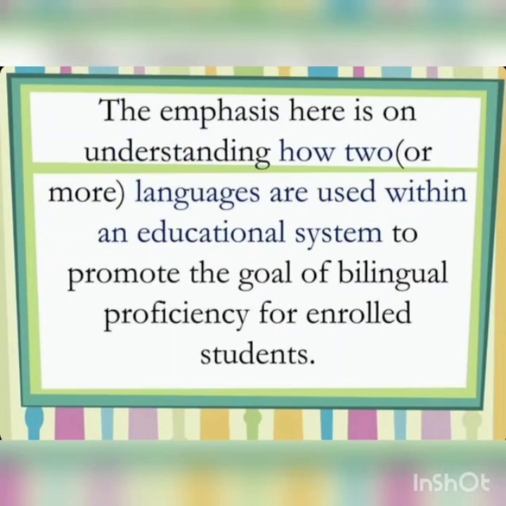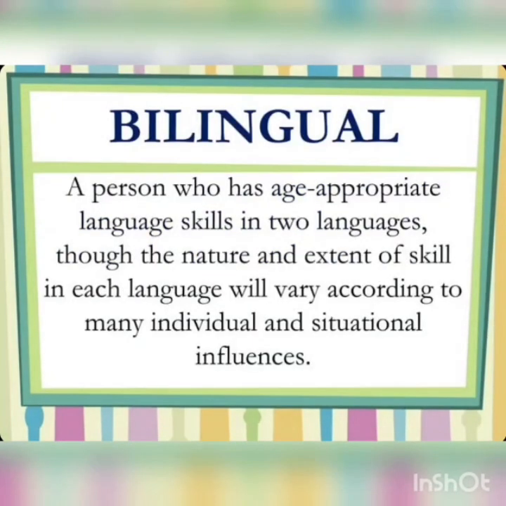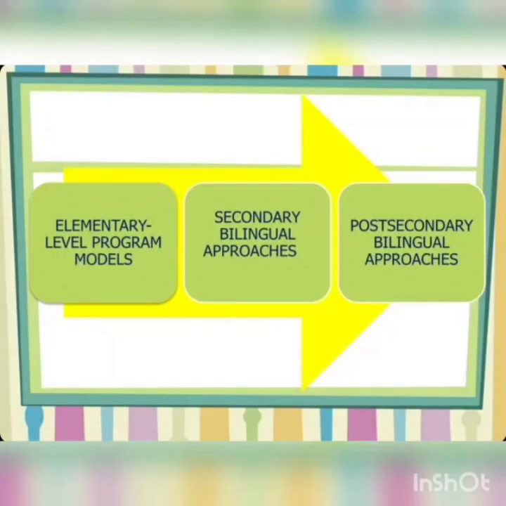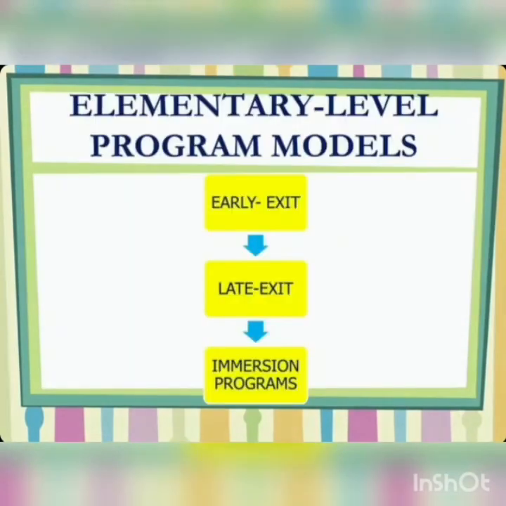In many parts of the world, the attainment of proficiency in two or more languages is viewed as a highly desirable goal. Sometimes the development of bilingual skills takes place outside the bounds of formal education, impelled by individual factors in socio-cultural contexts. The emphasis here is on understanding how two or more languages are used within an educational system to promote the goal of bilingual proficiency for enrolled students.